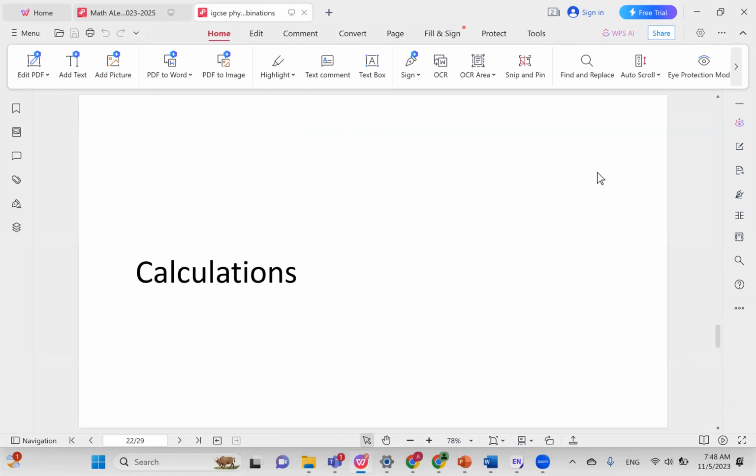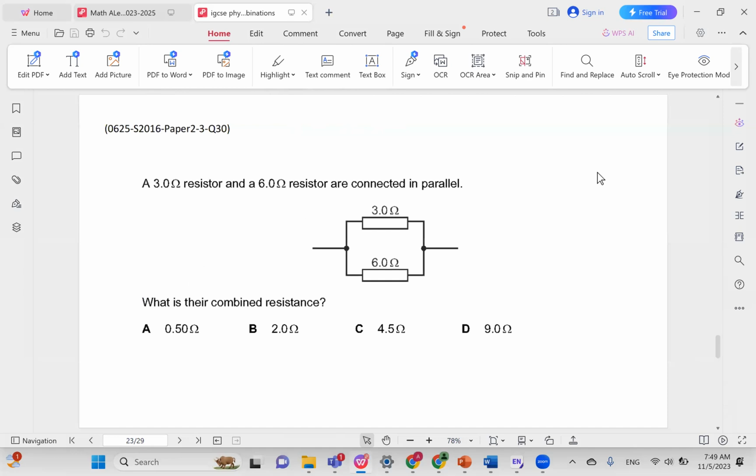The final part of this video concerns questions that require calculations. So we'll actually have to calculate the total resistance in these questions. So I have a 3 ohm resistor and a 6 ohm resistor connected in parallel. What is their combined resistance?